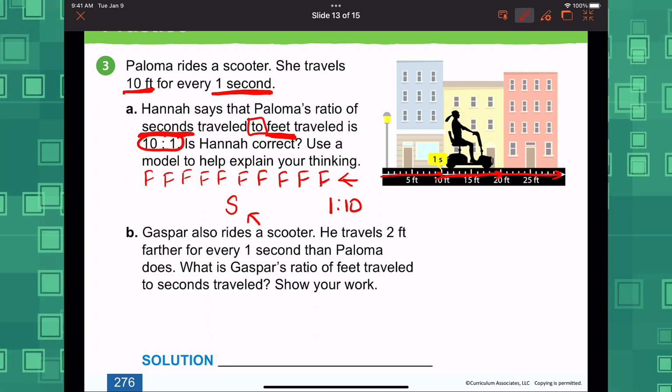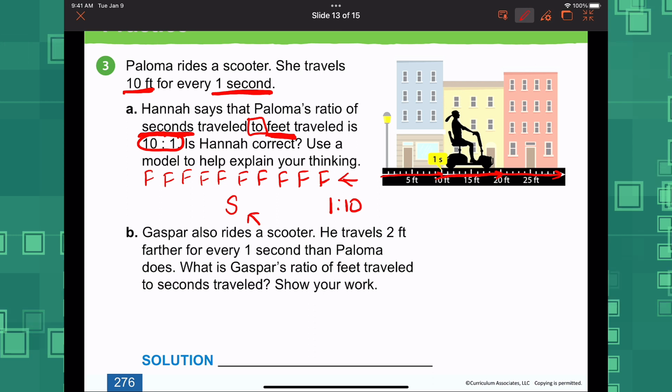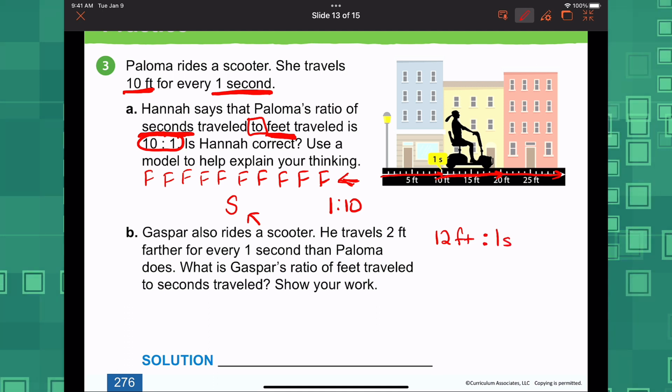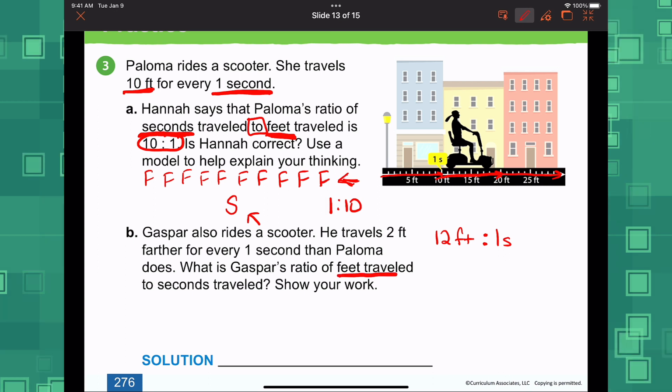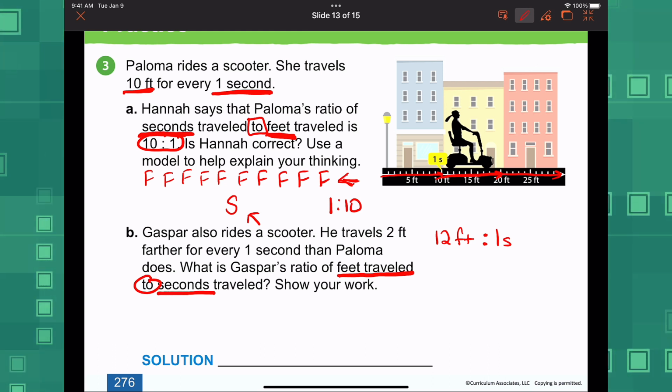Gaspar also rides a scooter. He travels 2 feet farther for every 1 second than Paloma. So if he's traveling not 10 feet, but 2 more than that, that's 12 feet to 1 second. Right? What is Gaspar's ratio of feet traveled to seconds? 12 to 1, right? And he's traveling 2 feet more than Paloma.